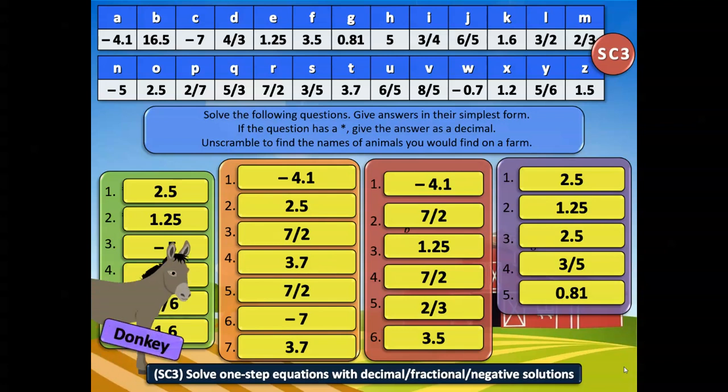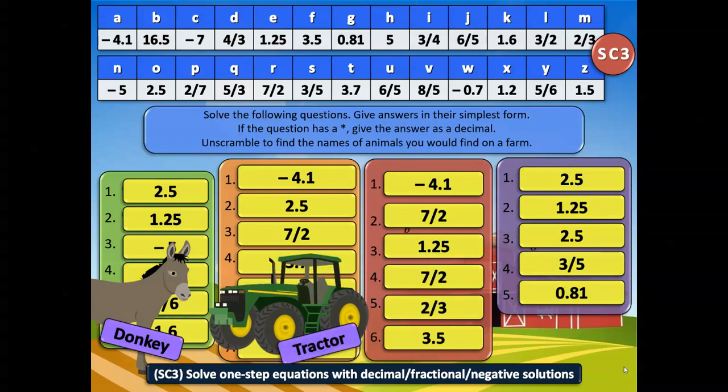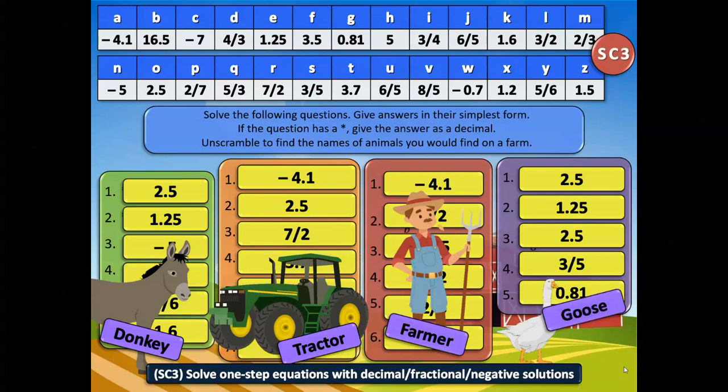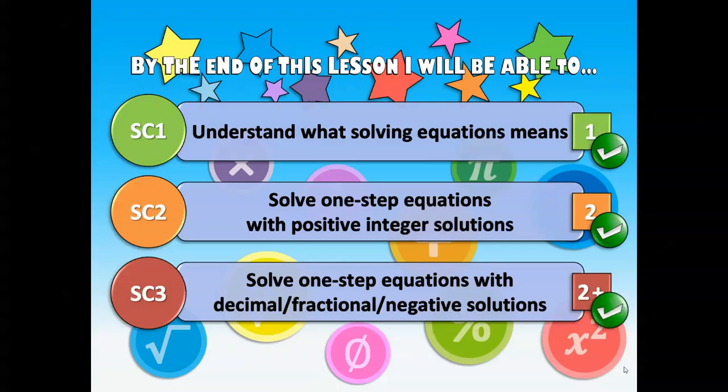The greens made donkey. The ambers made tractor. The reds made farmer. And the purples made goose. And now we've completed success criteria 3.